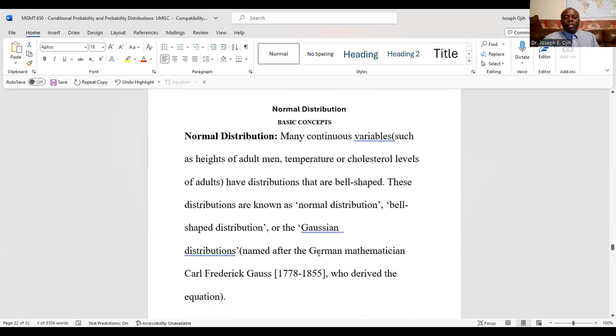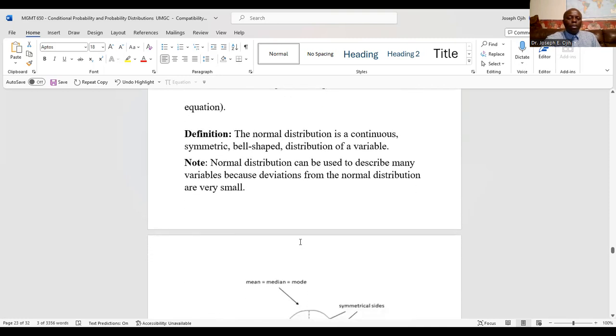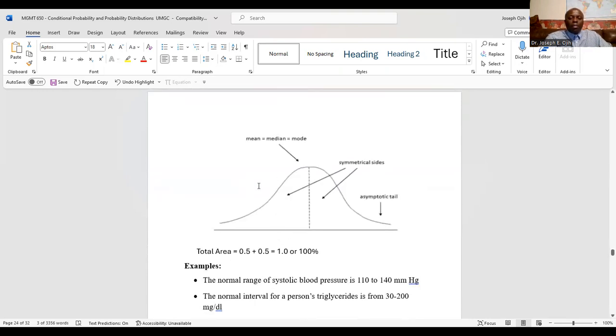So let's do the last one. Last one is the normal distribution. Many continuous variables like height, temperature, cholesterol have a bell-shaped distribution. So we call it the normal distribution, bell-shaped distribution, or Gaussian distribution, named after the German mathematician who derived the equation. The normal distribution is actually a continuous, symmetric, bell-shaped distribution of a variable. And when I say bell-shaped, I mean this.